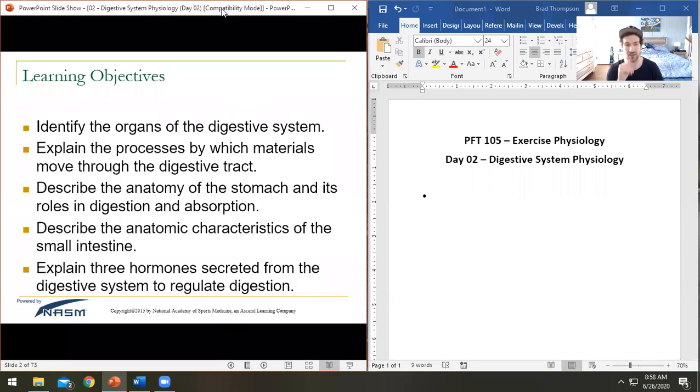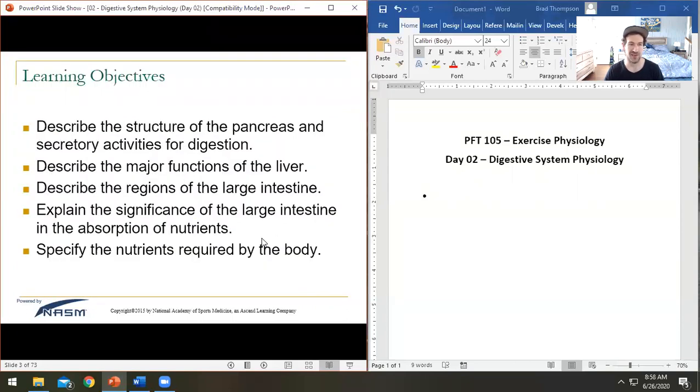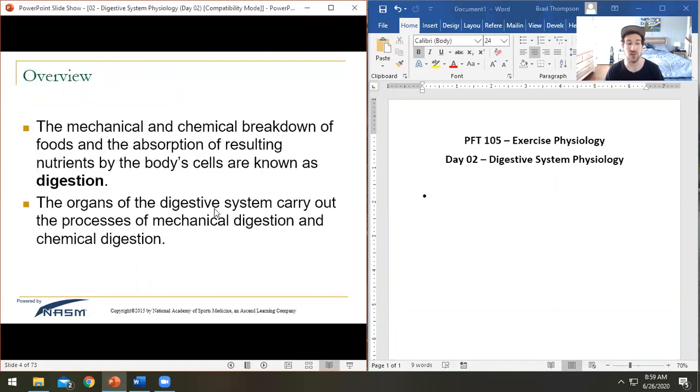We need to be able to identify the organs of the digestive system. That's really our main task today. And then what each of those organs do physiologically. Understand the anatomy of the stomach, and understand the different roles of digestion versus absorption, because those are two different concepts that sometimes people lump into one big thing. And then we'll also talk a little bit about the pancreas, the major functions of your liver, your large intestine, small intestine as well, and then specific nutrients.